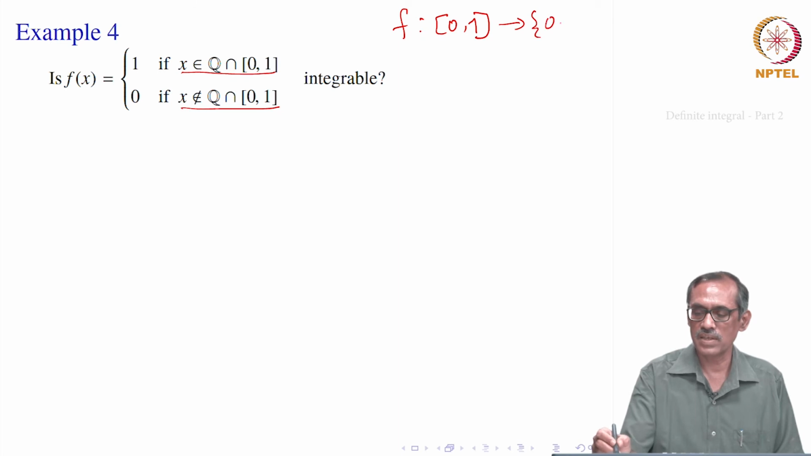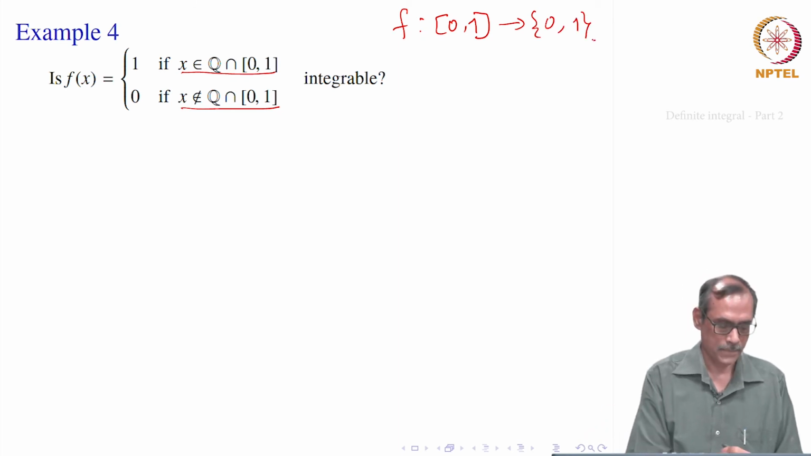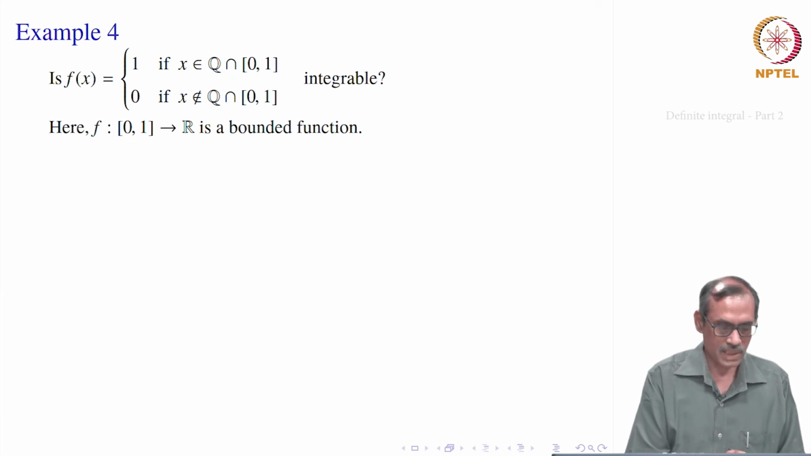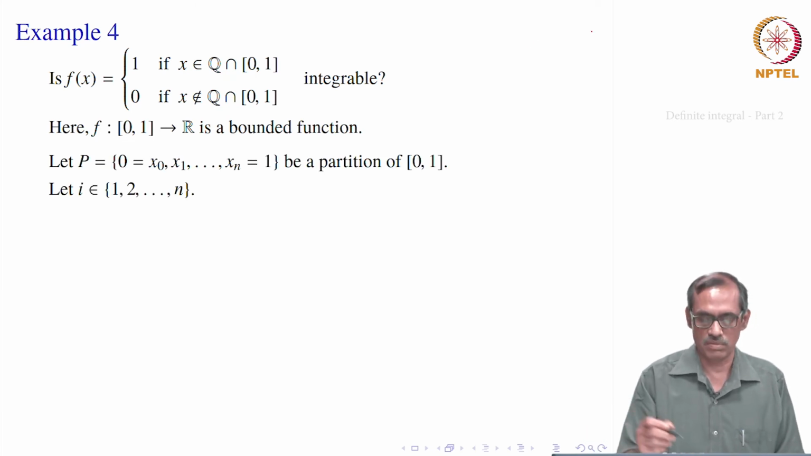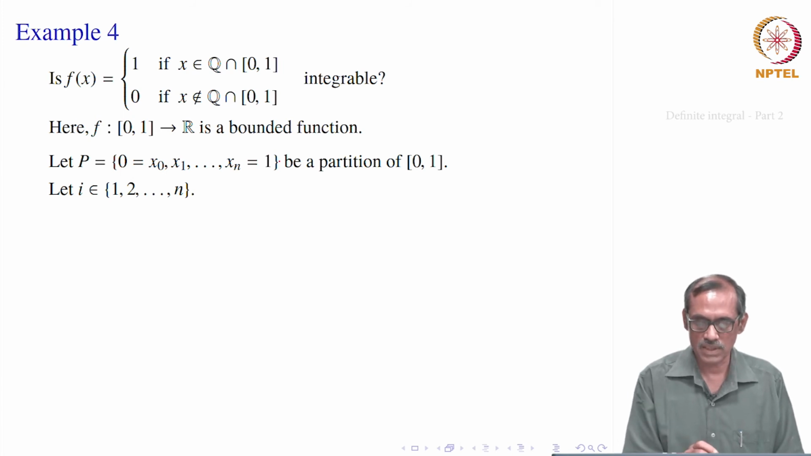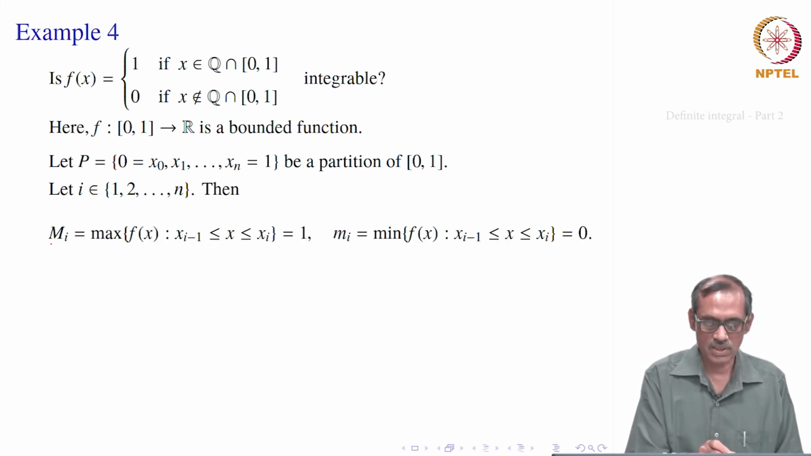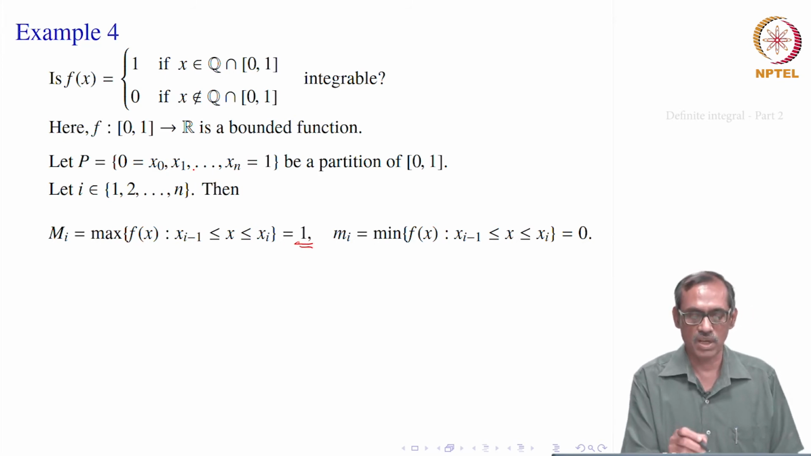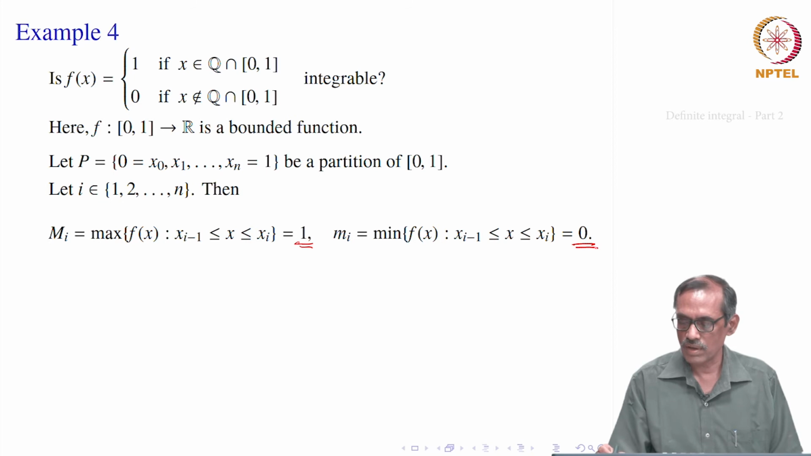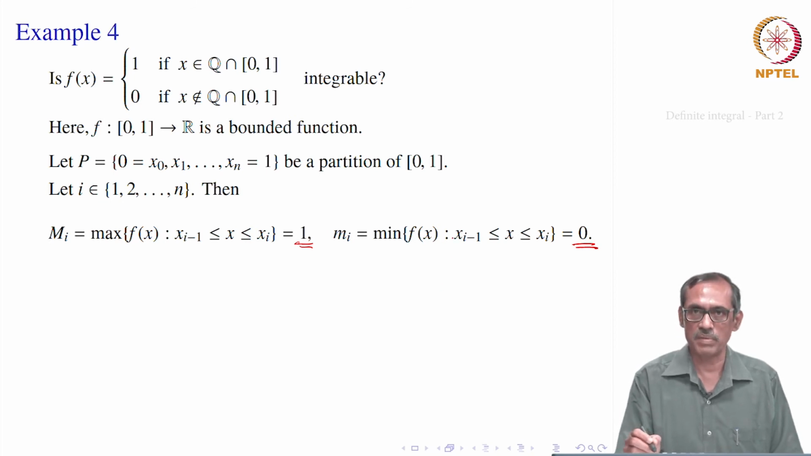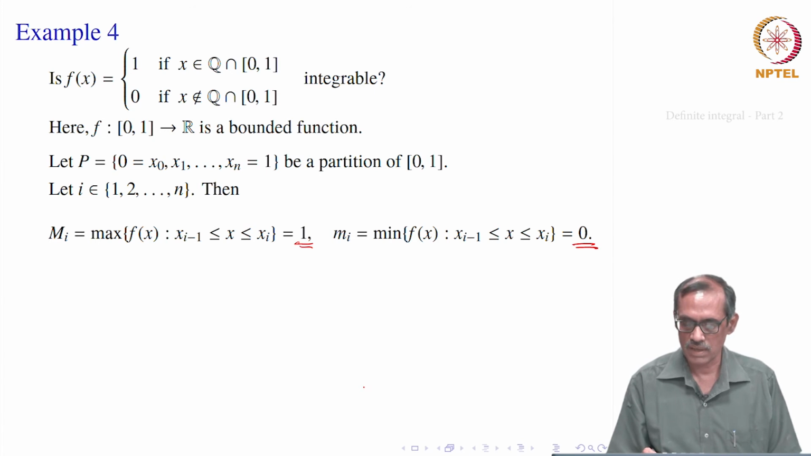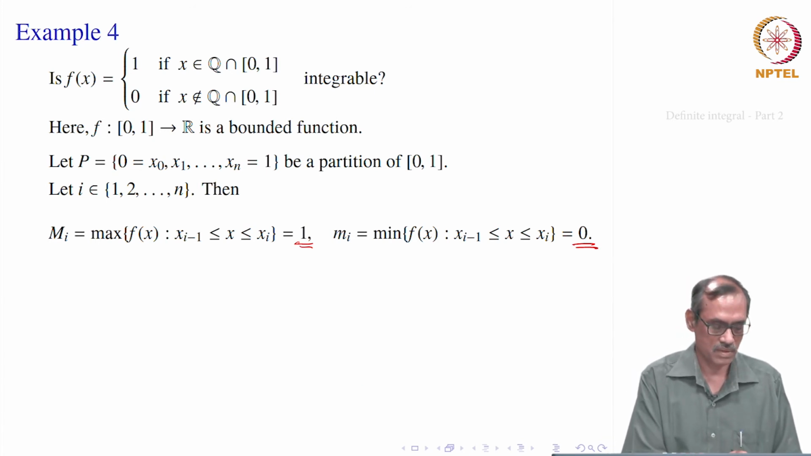So, f is defined on [0, 1] to R. In fact, its range is only 0 and 1, nothing else. So, this is a bounded function because it assumes only two values, 0 and 1. Now, let us take any partition, you can choose any partition, it does not matter, and let i belong to 1 to n. Then what happens? You can see that the maximum of f of x is equal to 1, because in every subinterval there are rational numbers, and its minimum is equal to 0, for a similar reason: in every subinterval x_{i-1} to x_i there is an irrational number. So, the minimum becomes 0 and the maximum becomes 1.